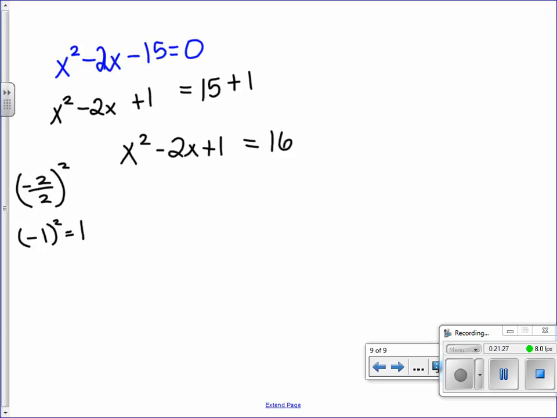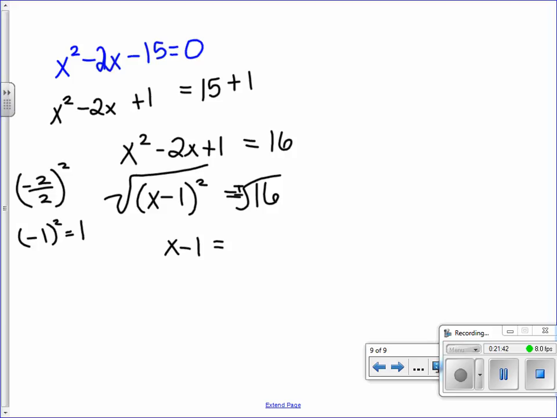What are two numbers that multiply to equal 1 but add to be negative 2? So that's x minus 1 squared equals 16. What's plus or minus the square root of 16? Plus or minus 4. Add 1. X equals 1 plus 4. And x equals 1 minus 4. So I've got two of them there. So it's 5 and negative 3.